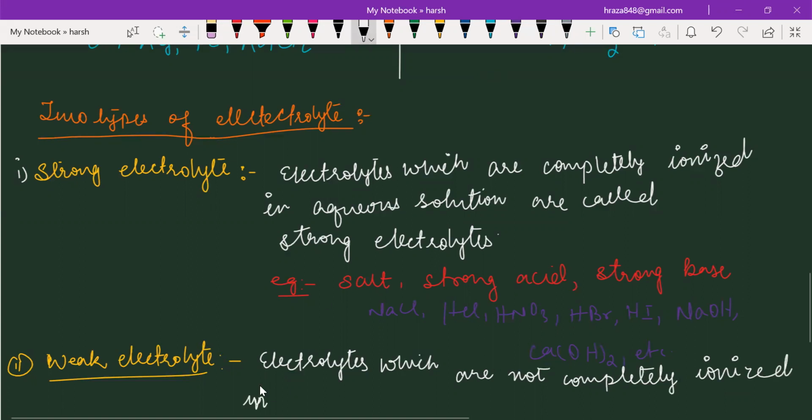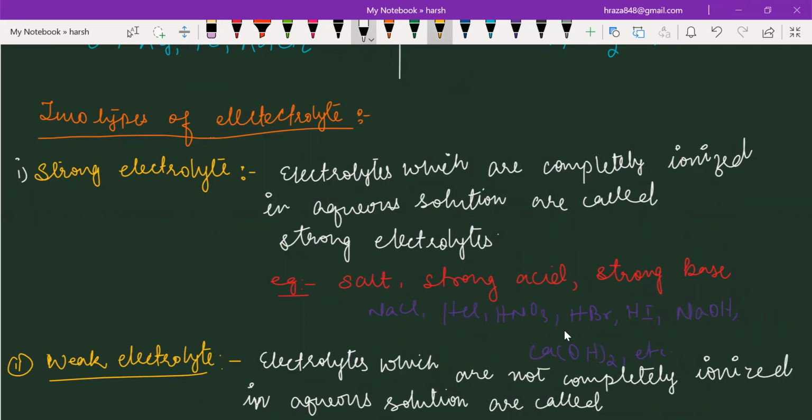In aqueous solution are called weak electrolytes. Please write it and let me know if you have any doubt in this. Yes, I'll give the examples.